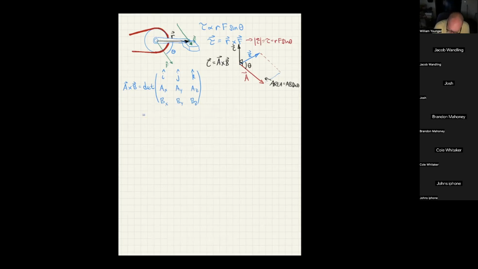For instance, one way you could do it is if I wrote like this, I could say, for instance, I hat, AX, BX, J hat, AY, BY, K hat, AZ, BZ. Now I'm going to write another one, the first row again, I hat, AX, BX, and then I write the second row again, J hat, AY, BY.